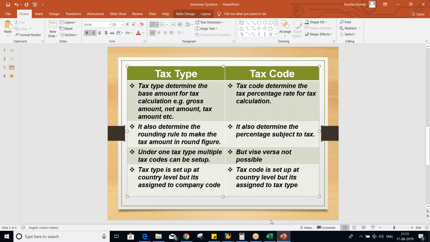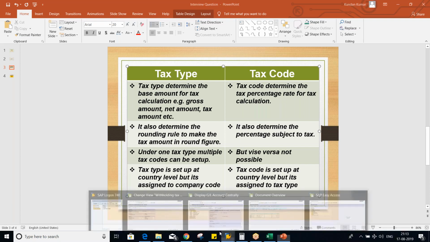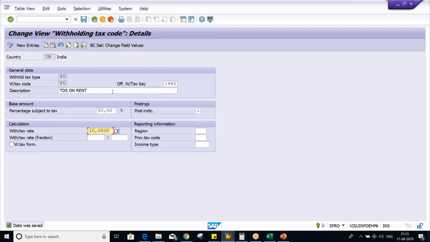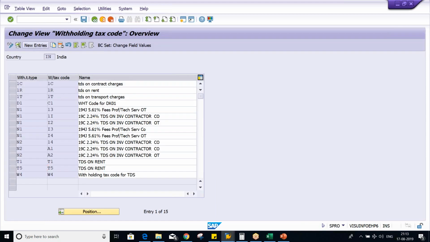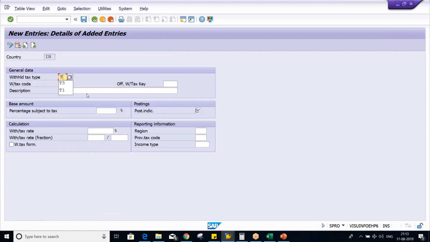Now the third one: under one tax type, multiple tax codes can be set up, but vice versa is not possible. I'll tell you guys, let's suppose here, look at here, withholding tax type. Tax type I have given here, and then under that we have set up this T5 tax code. Now again, if you want to set up, let's suppose, T5 again, and now I'm going to set up T6.